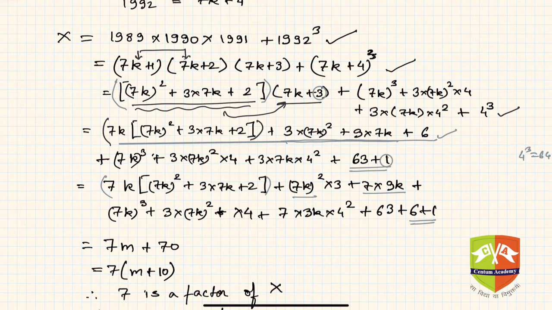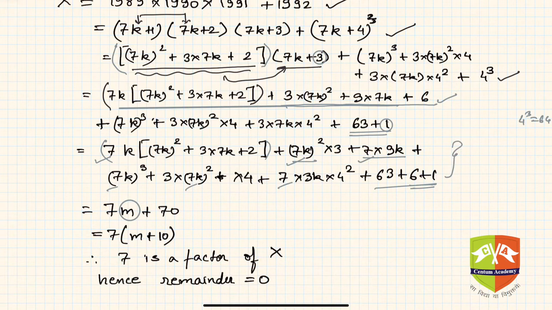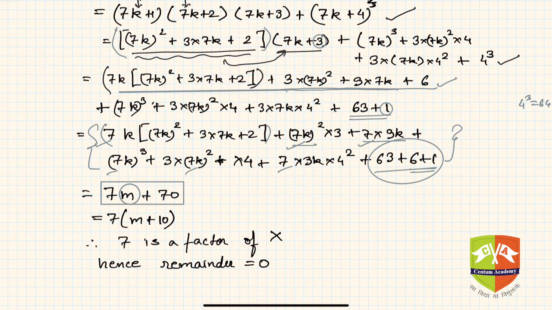If you express all of them, you'll see all the terms contain 7. Can you see this? 7 here, 7 here, 7 here. And the last two terms are 63 plus 7, that is 70. So if I take 7 common and call the rest M, then this entire big expression can be expressed as 7M plus 70. 70 is coming from this part, and 7 times M is coming from the other part which is remaining. So I can write it as 7 times M plus 10.